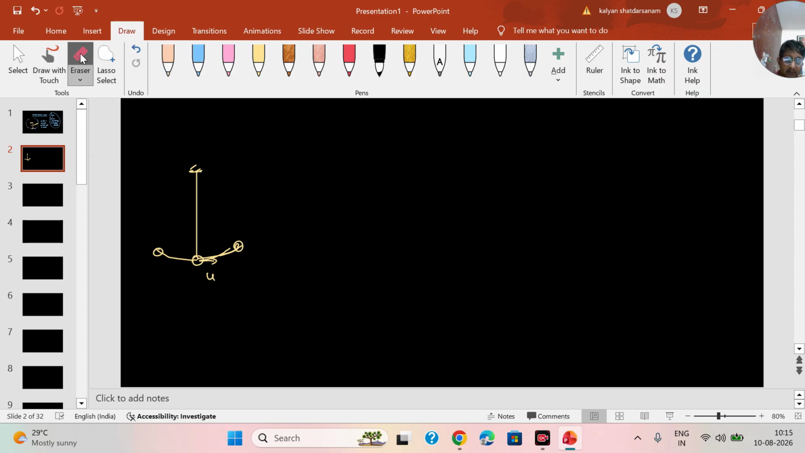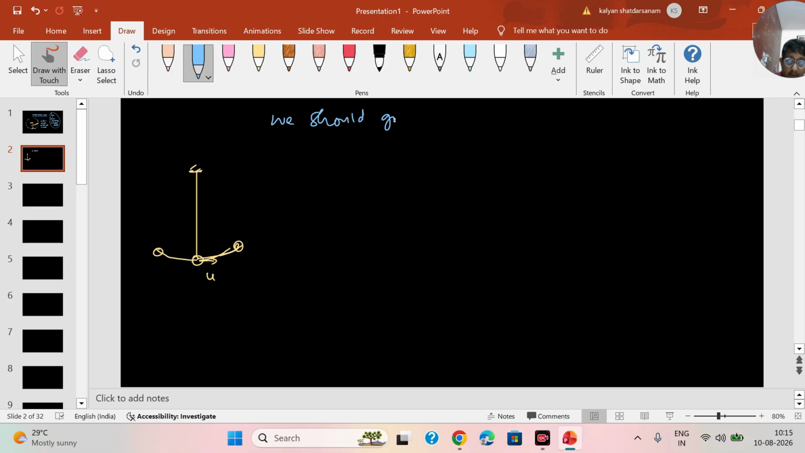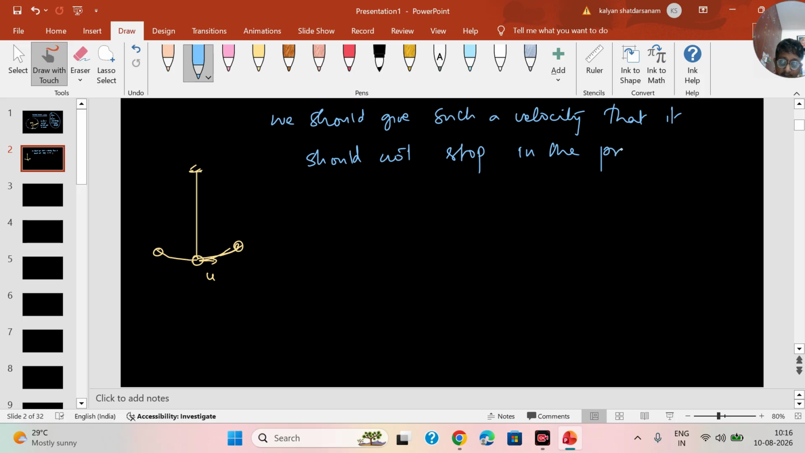So one possibility that we must be careful about is we should give such a velocity so that it doesn't stop before completing the circle. We should give such a velocity that it should not stop in the process of completing the circle.